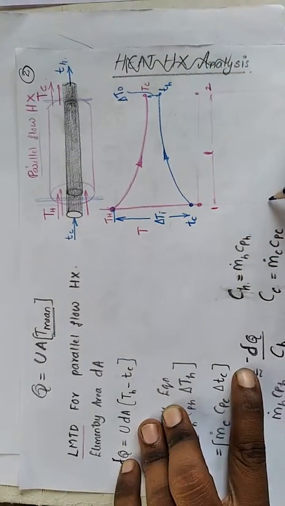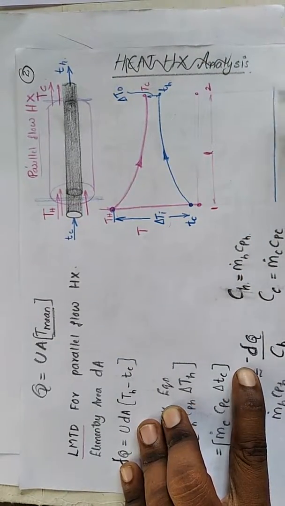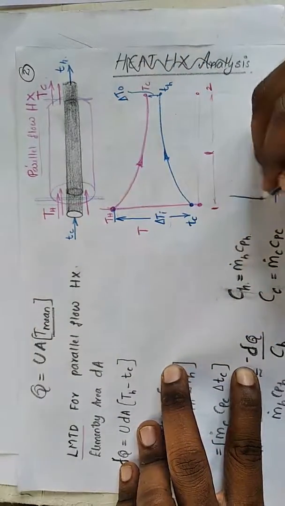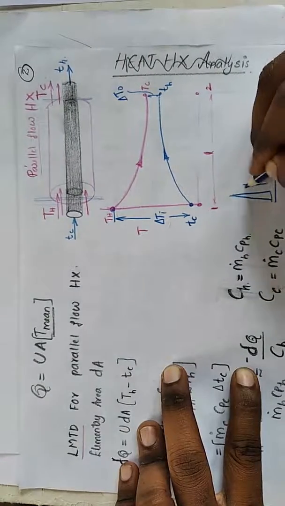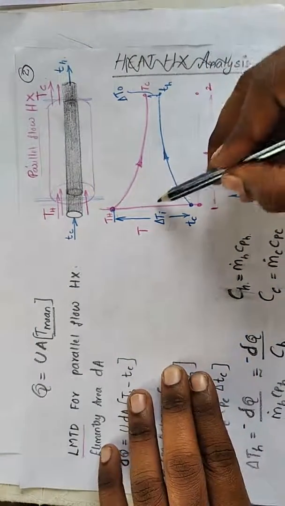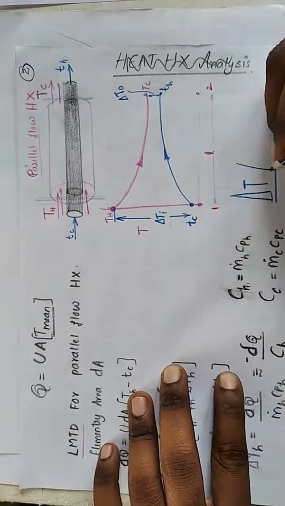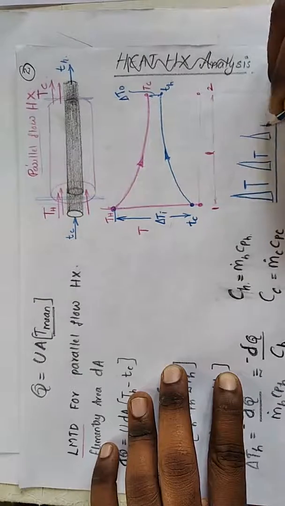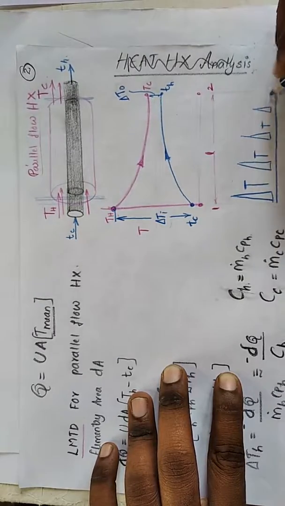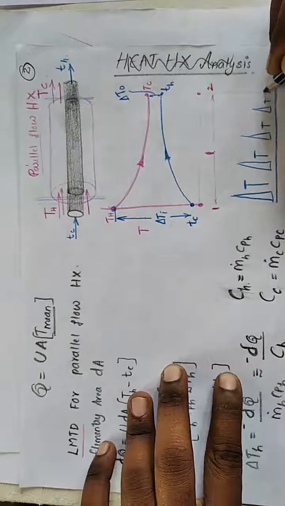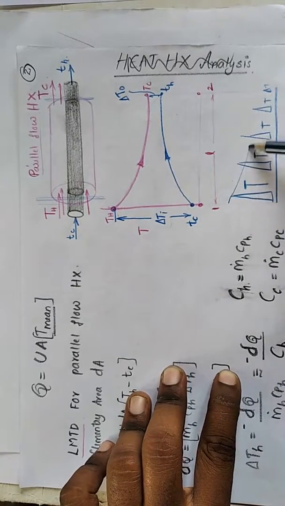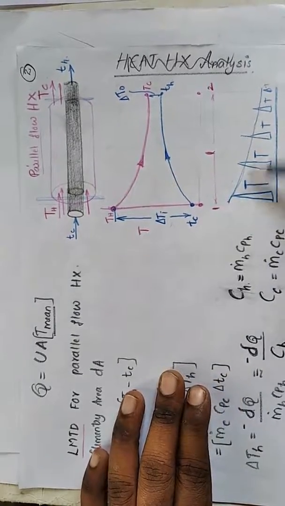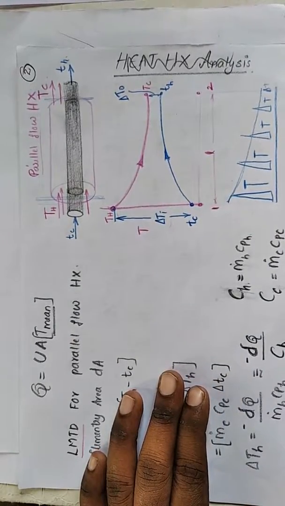Here you can see it looks like so. If the length goes on increasing, at the inlet side delta T is more. If the length goes on increasing, delta T gradually varies, like so. That means here the temperature difference is not constant. It is varying in nature.